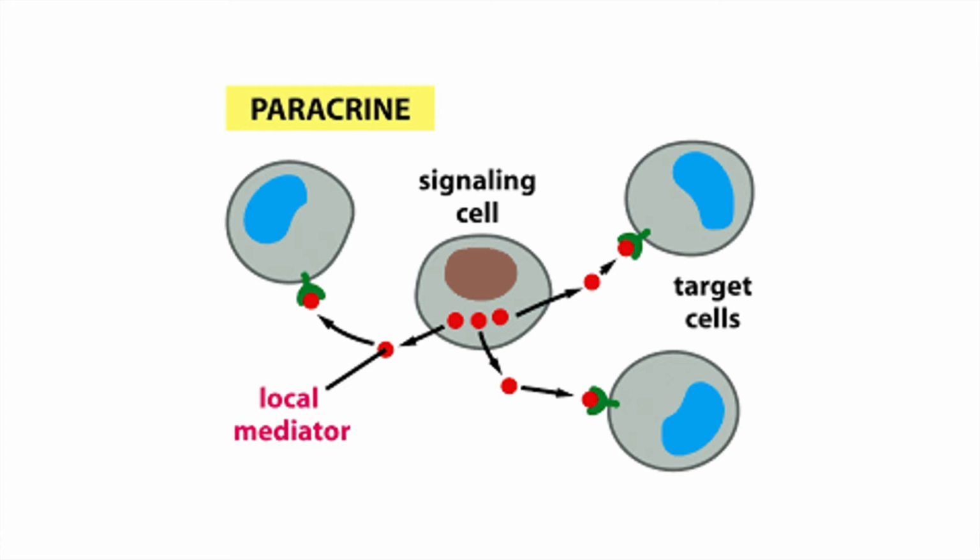An example of local mediators is the epidermal growth factor, also referred to as EGF. This local mediator is a type of protein and is secreted from various types of cells. The signal molecule stimulates proliferation of epidermal and other cell types. So in this picture, you can see that the red circles are the local mediators coming out of the signaling cell, and then they're binding to the receptors of the target cells.